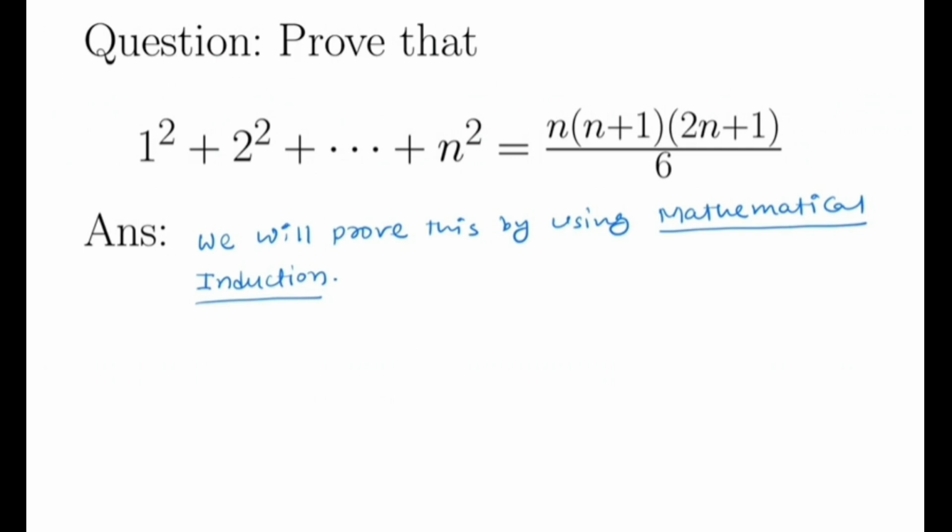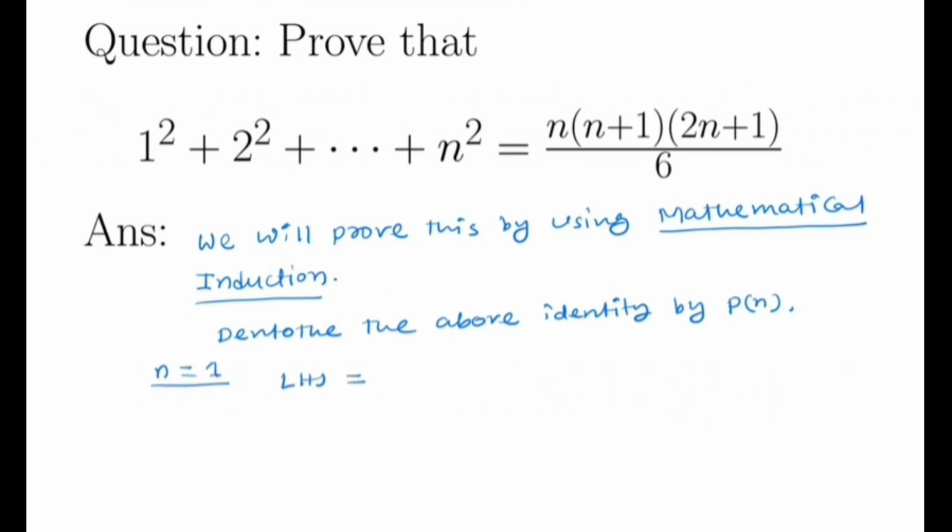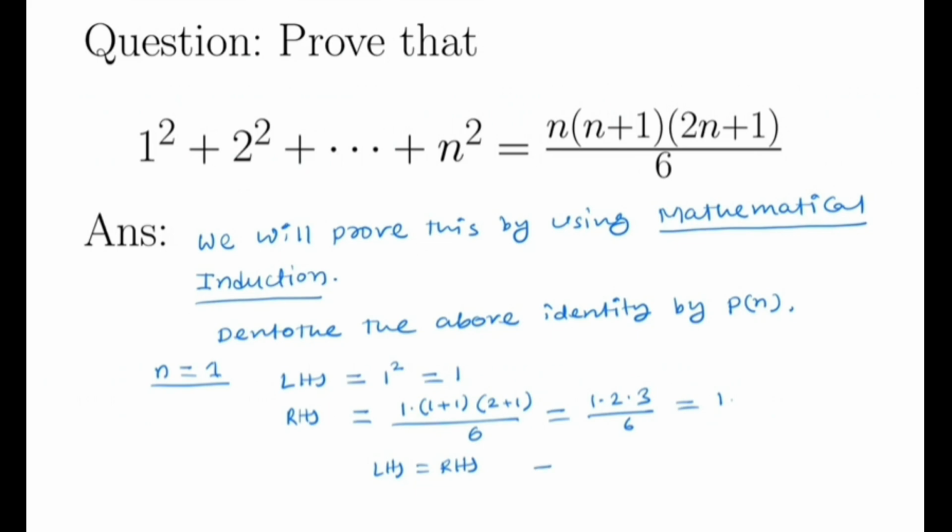Okay. So first denote the above identity by Pn. Now we'll check for n equal to 1. So for n equal to 1, the left hand side of the identity is just 1 square. It is 1. And what is RHS? If we put 1, so n is 1, n plus 1 is 1 plus 1, and 2n plus 1 is 2 plus 1 by 6. So it is 1 into 2 into 3 by 6, which is nothing but 6 by 6 is 1. So LHS equal to RHS. So from here, we can say that this P1 is true.